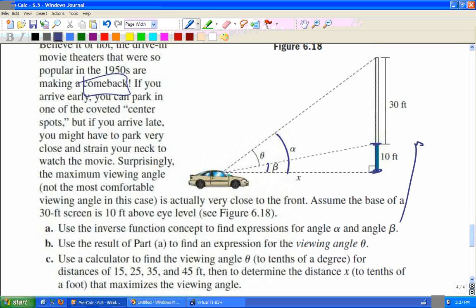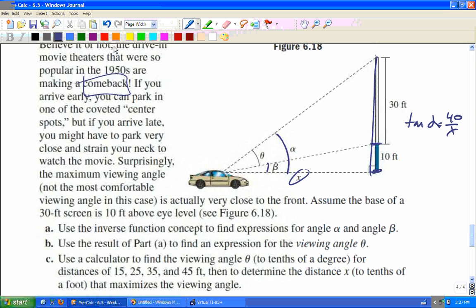Well, let's start here. We're going to look for the ratio in terms of x. We want everything to be about how far away you have to park your car in order for this angle to happen. So what is the ratio that relates x, and in this case the height of 40 feet is the total, and this tangent. So the tangent of alpha equals 40 over x. 40 is the opposite, x is the adjacent. Similarly, the tangent of beta equals, actually let's do this one through to completion.